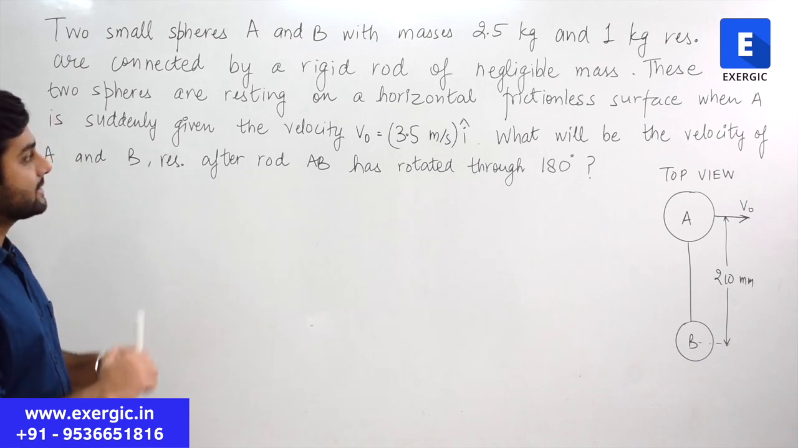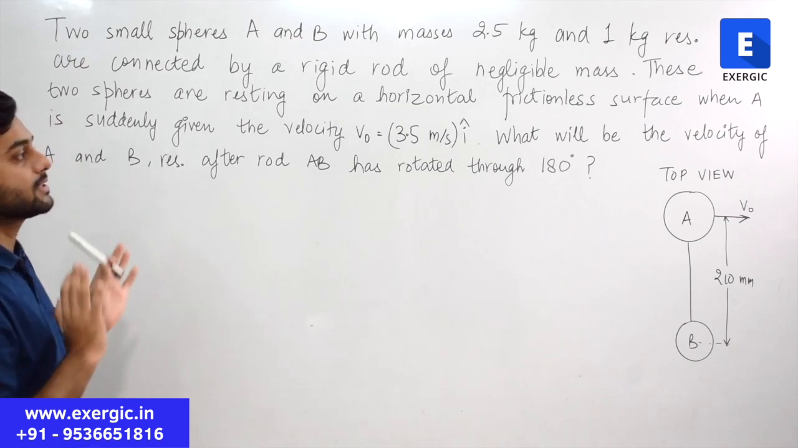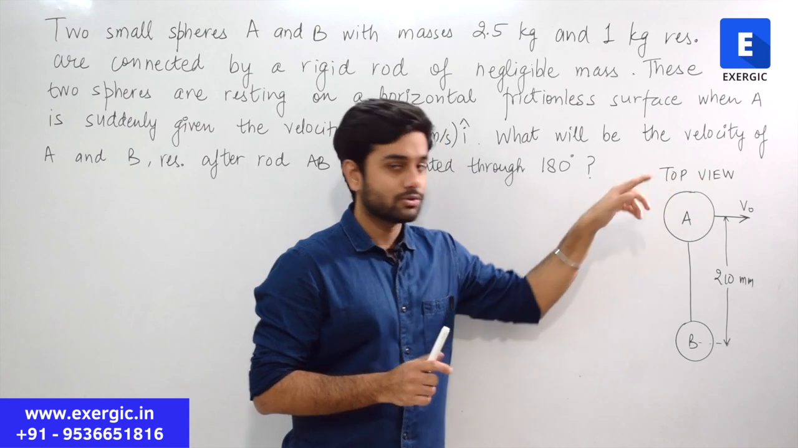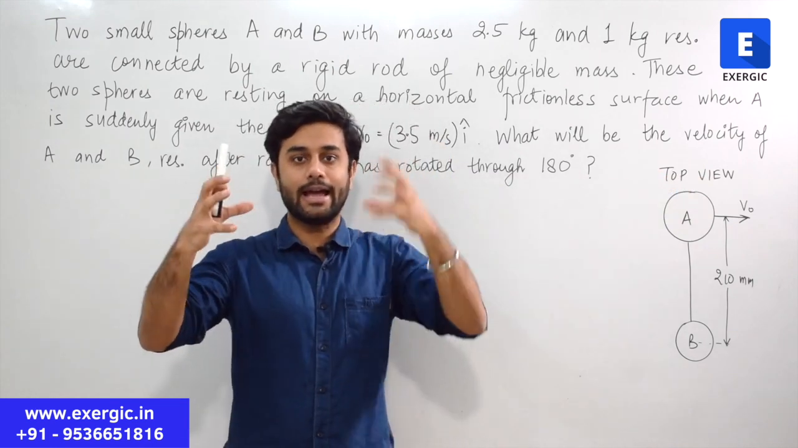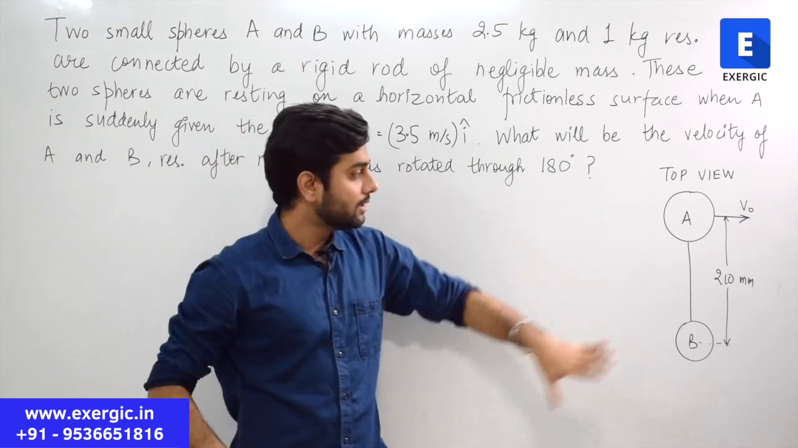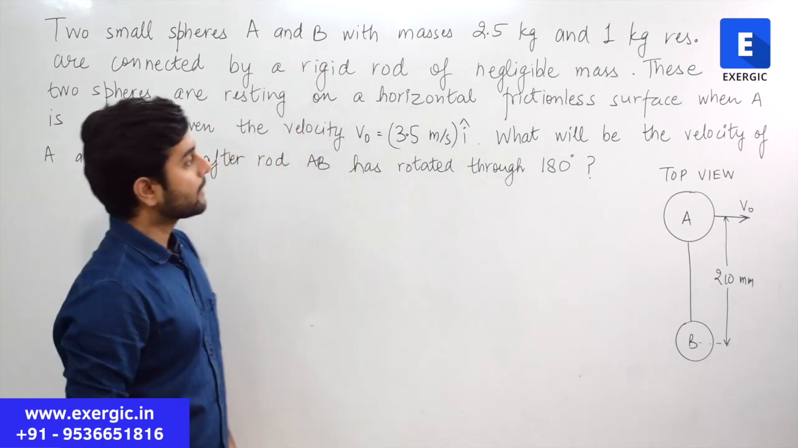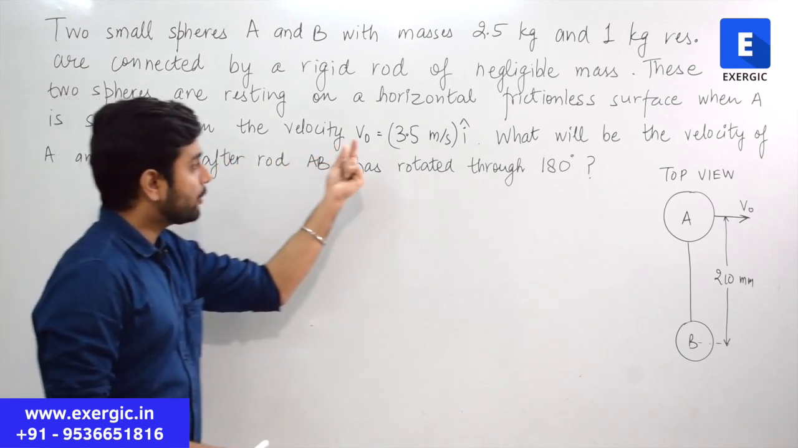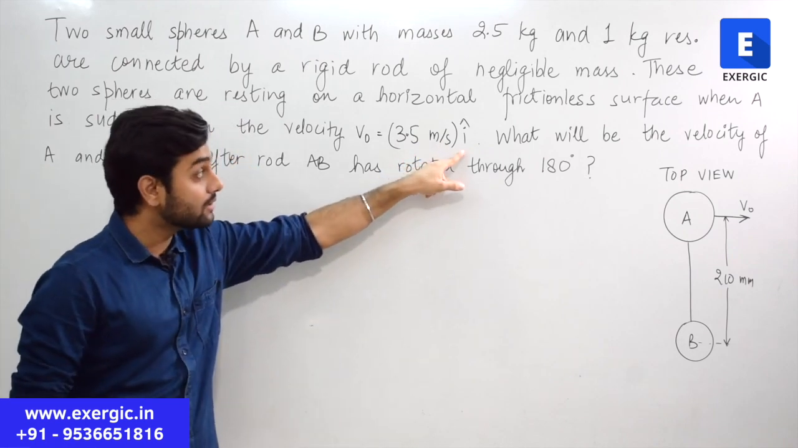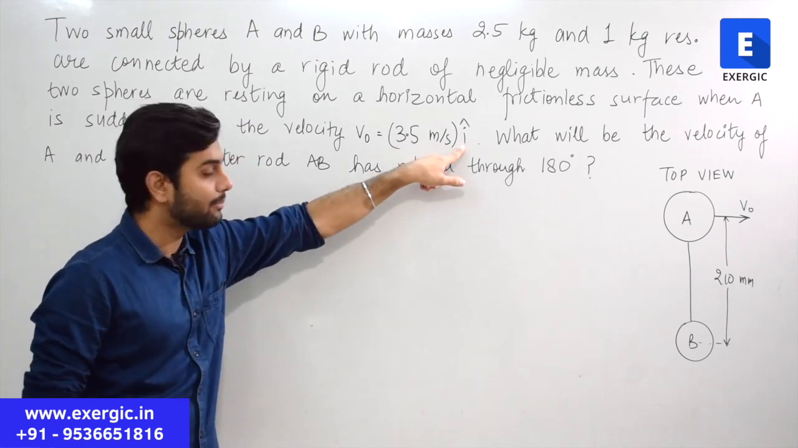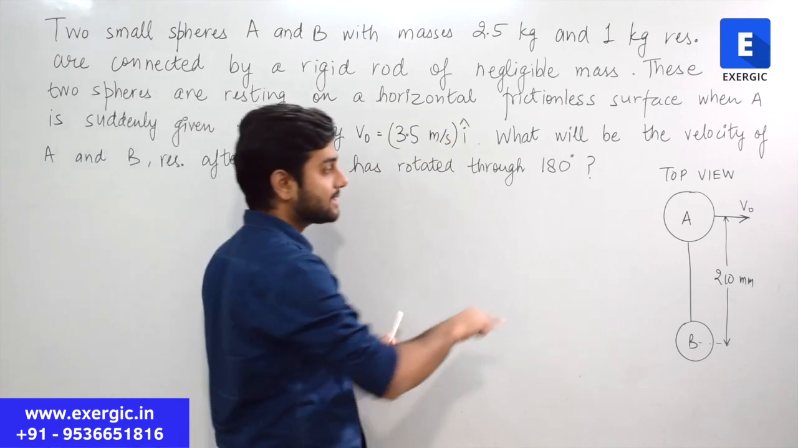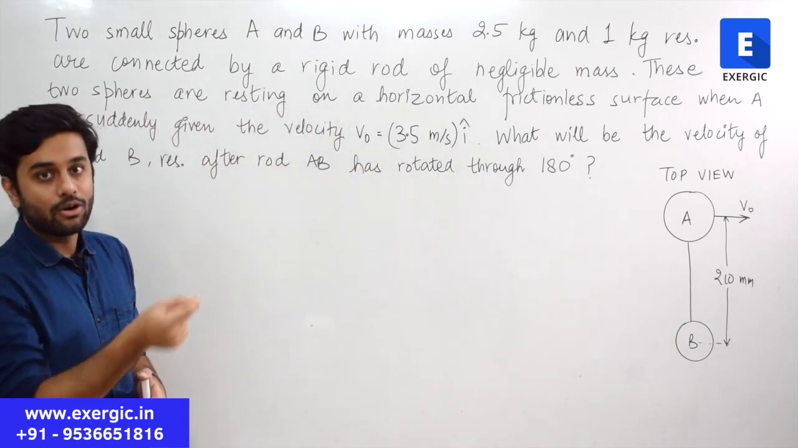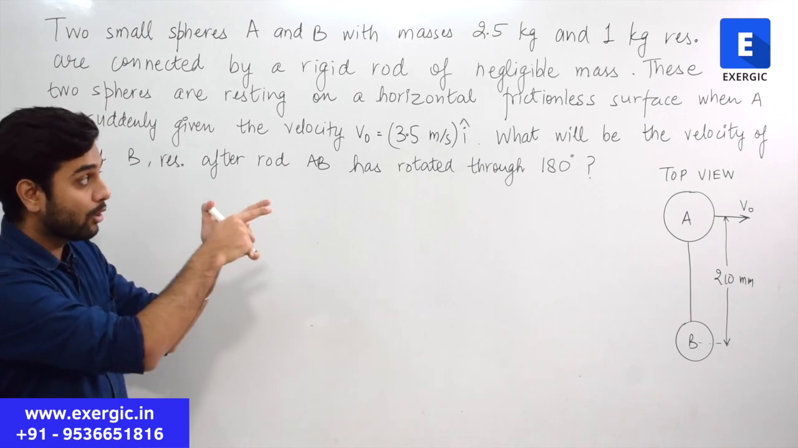These two spheres are resting on a horizontal frictionless surface. So both of them are resting on a horizontal surface. This is the top view. So they are resting on a horizontal surface, A and B, but when you look at it from the top, this is how it looks, right? When A is suddenly given the velocity 3.5 meter per second along the x direction, i cap means along the positive x direction. So this direction you have to take as positive x. And it is suddenly given a velocity of 3.5 meter per second in that direction, block A.